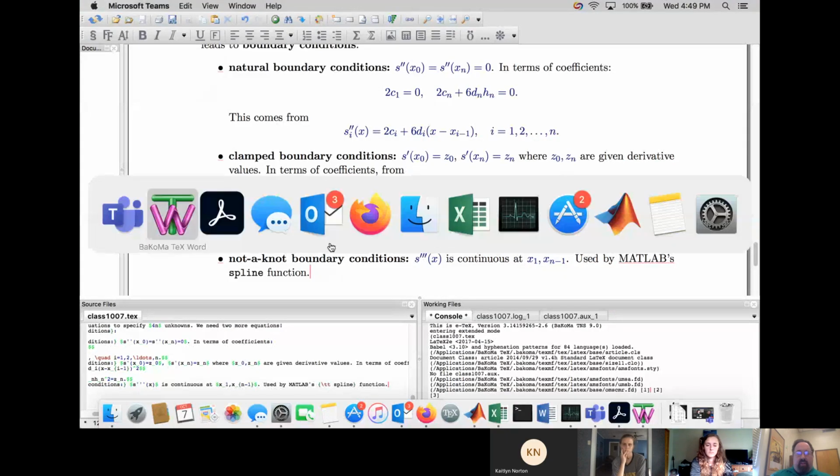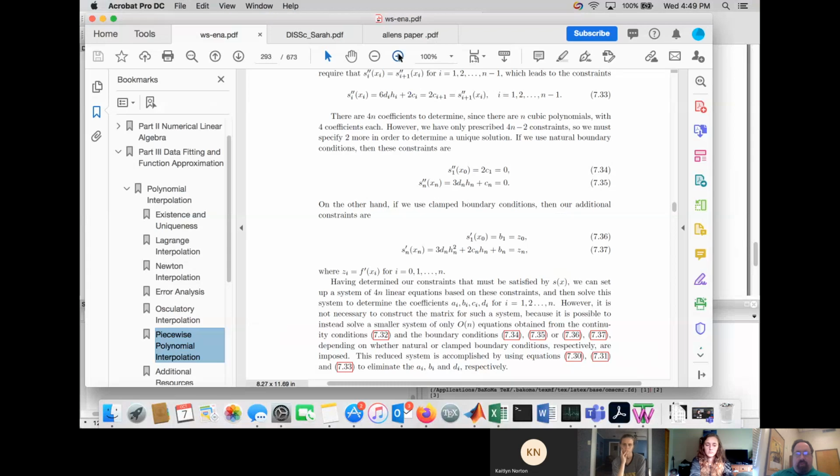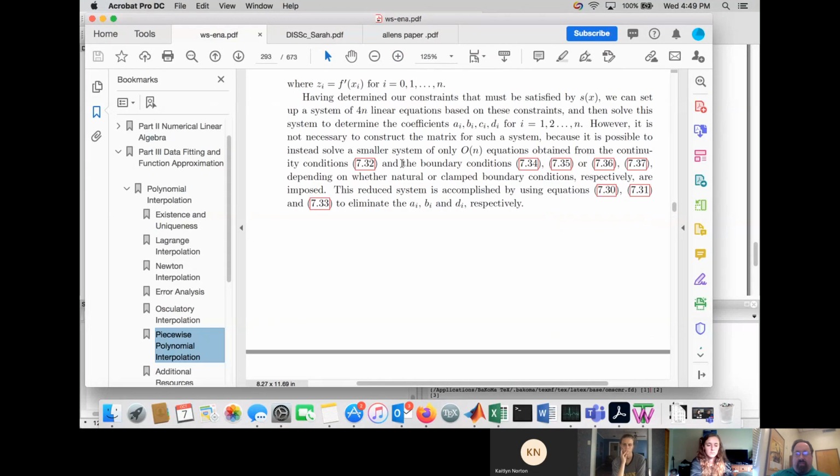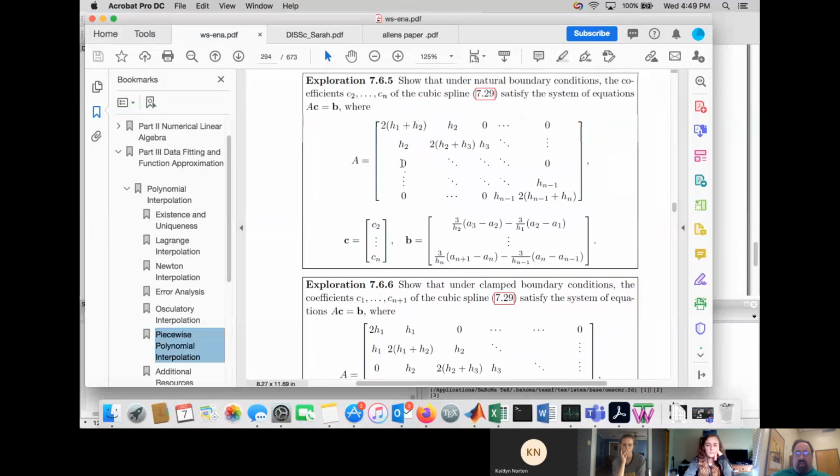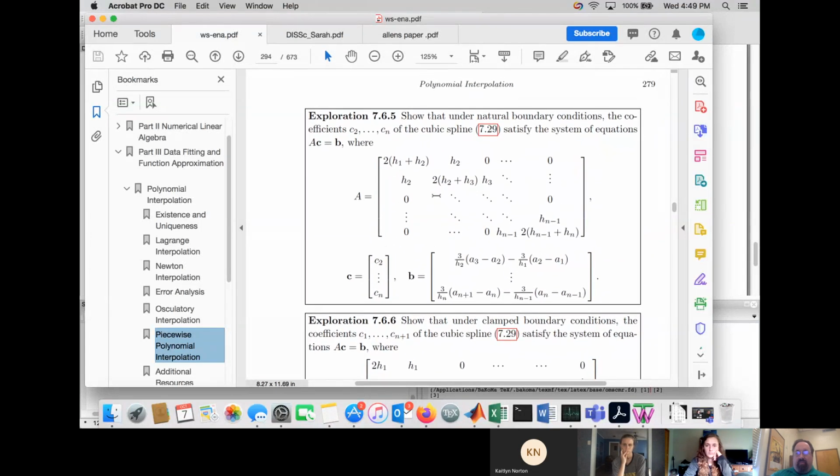Okay. So if we look to the book here, I'll make this a little bigger. Okay, so here's number 5. So the task here is to show that if natural boundary conditions are used, then you could actually come up with a system of equations for just the C's, and that will determine a spline completely. So notice I have C2 up to Cn. The reason why is that C1 is already known. It's known to be 0 in the case of natural boundary conditions.